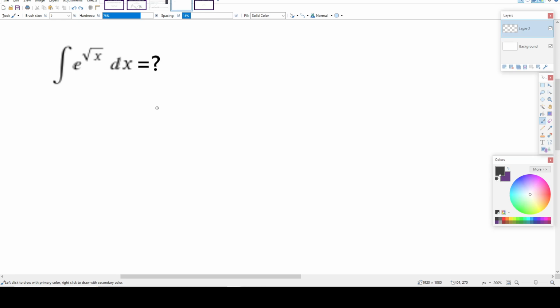Hello. Today we're going to be looking at a rather nice integral: the integral of e to the square root of x power with respect to x. If you want to give it a shot, go ahead and pause the video now. Otherwise, I'm going to explain my methodology for solving this.